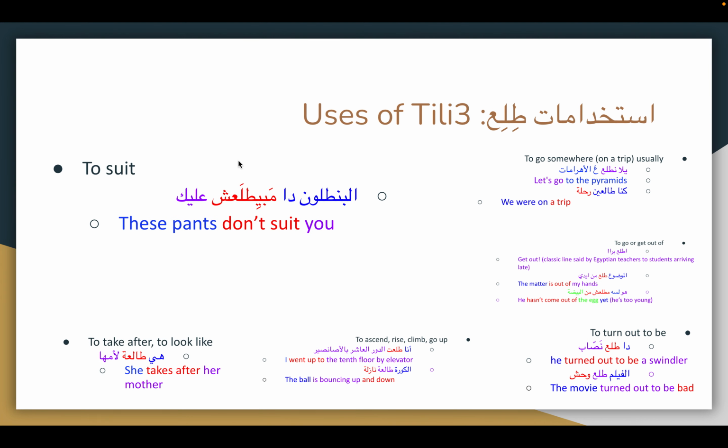Next we have to suit or to go well with. البنطلون ده ما بيطلعش عليك. So this pair of pants or these pants ما بيطلعش عليك, do not suit you, عليك. So notice this one always comes with the preposition على. ما بيطلعش عليك.